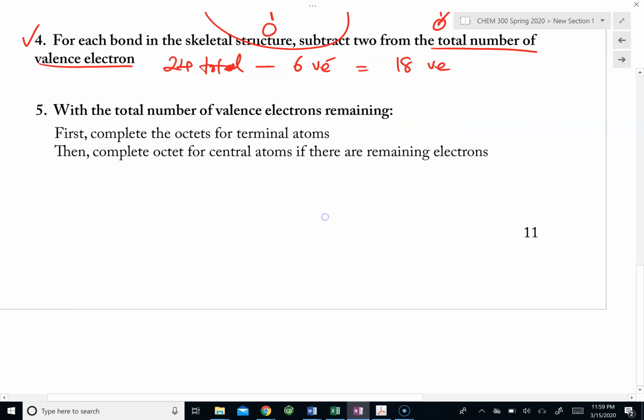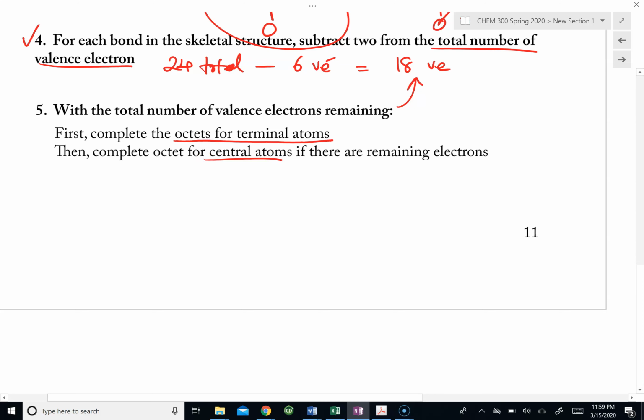So step 5: with the total number of valence electrons that are remaining, this 18 right here, first we use these electrons to complete the octet for the terminal atoms first. And if there's any remaining electrons after the terminal atom octets, we will then give them to the central atom.